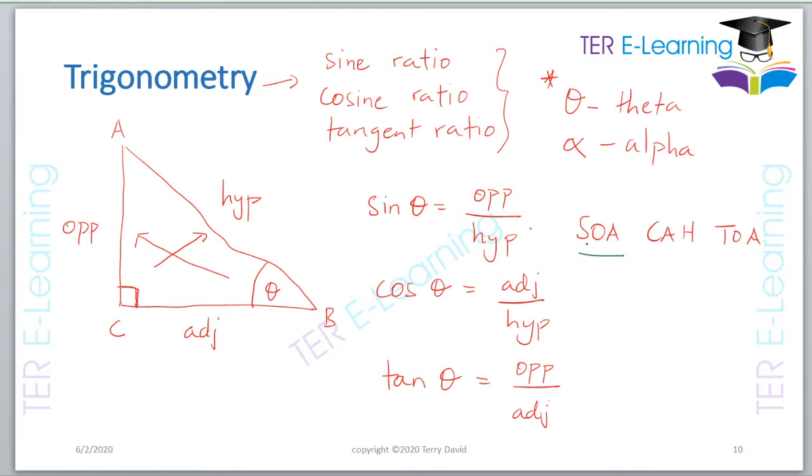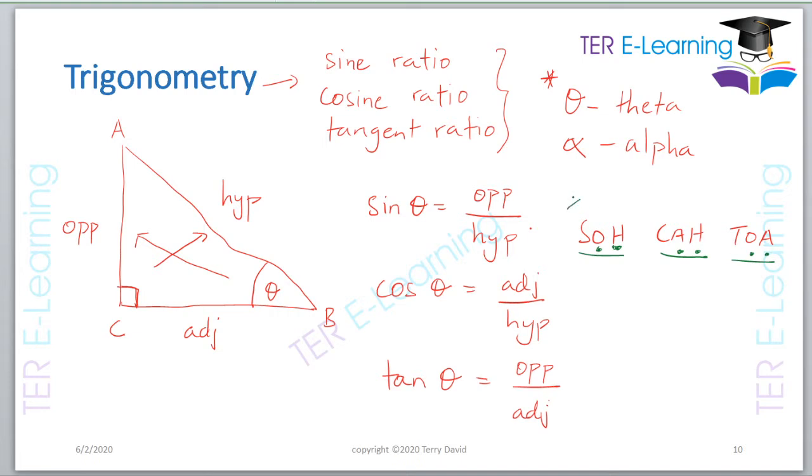SOH means sine is opposite over hypotenuse. Oh, sorry, I made a mistake there. Let me write that over. Yeah, so back to what I was saying. Sine is opposite over hypotenuse. For this one here, cosine is adjacent over hypotenuse. And for this one, tan is opposite over adjacent.